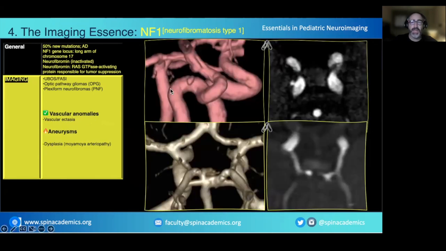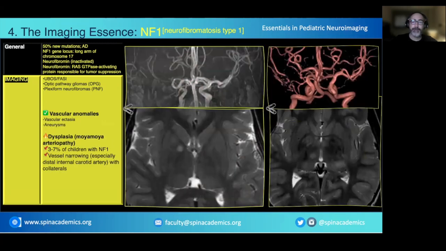You can also see aneurysms, as in this case in the internal carotid artery in 3D or MIP reconstruction here, and in P1 also you can see this type of aneurysm in 3D and MIP reconstructions. There's also a vascular dysplasia, which could reflect the moyamoya effect, which is this extreme occlusion of the distal internal carotid artery and the proliferation of lenticulostriate collaterals, which form the moyamoya arteriopathy or moyamoya complex, very typical in NF1.